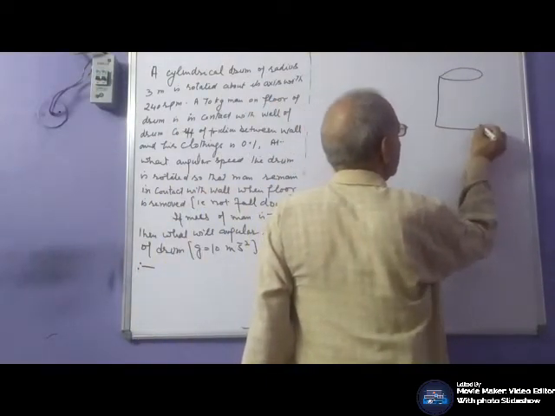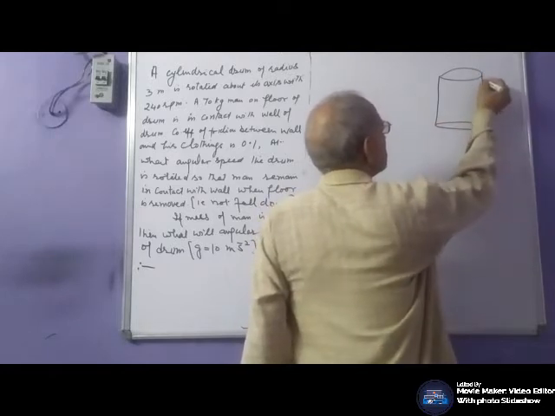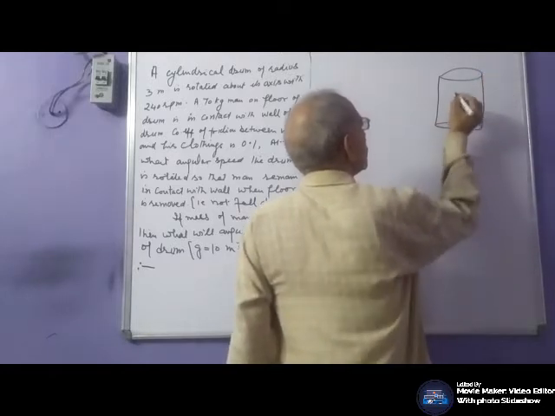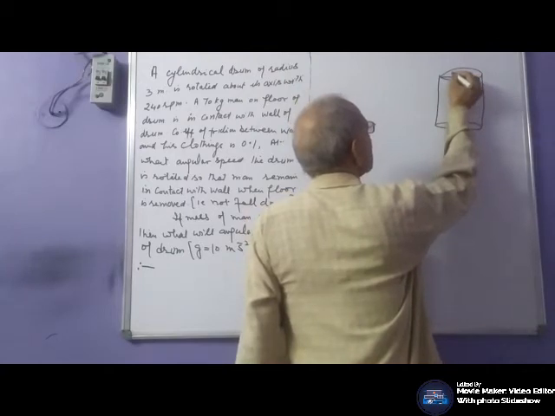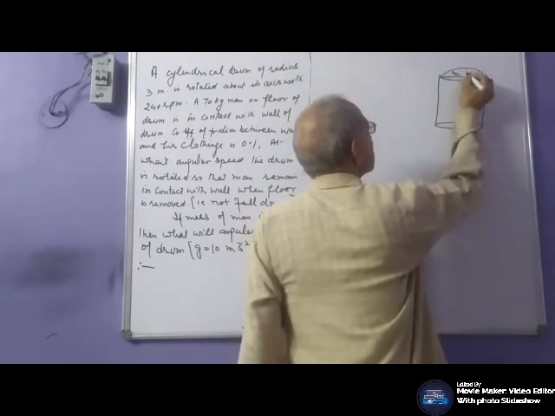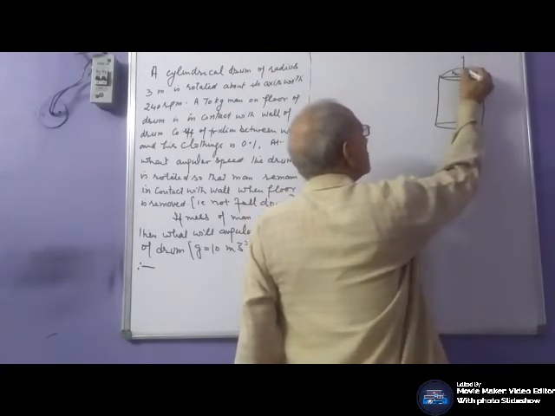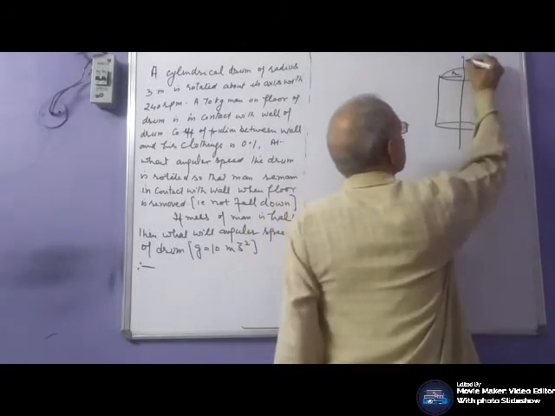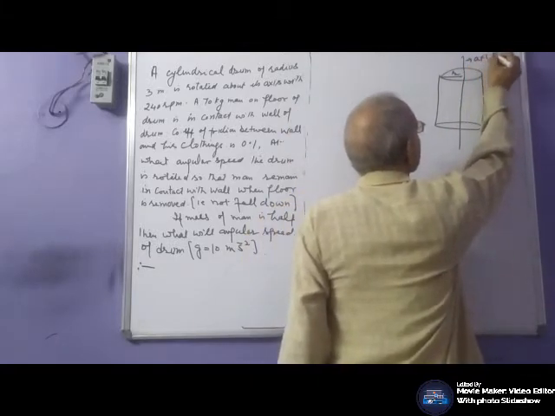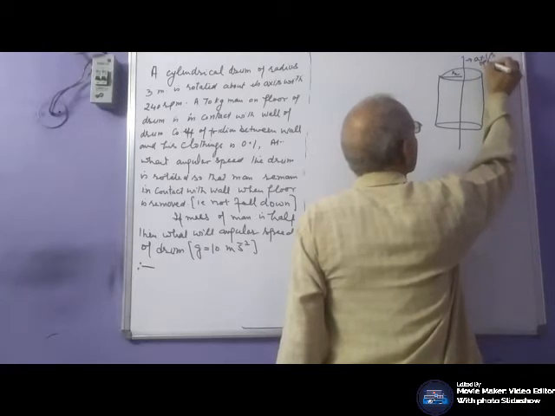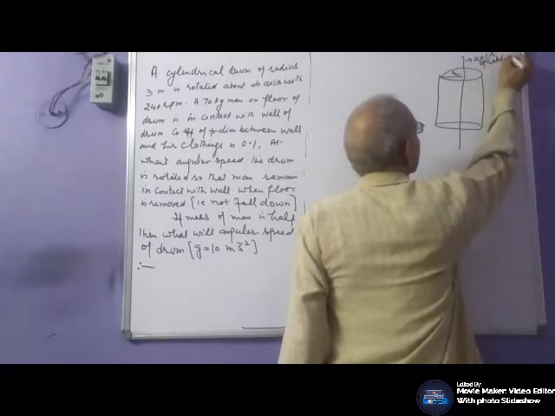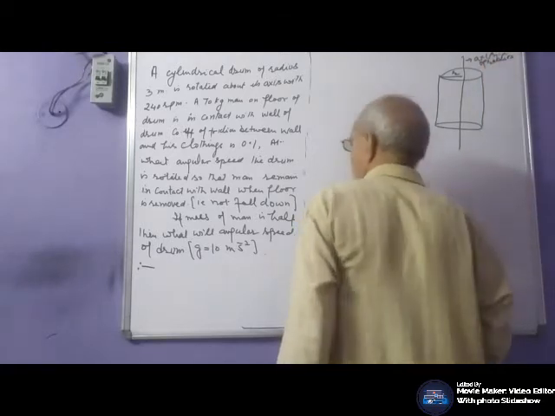This is a cylindrical drum. This is the radius. This is the axis of rotation, the axis of rotation of the drum.